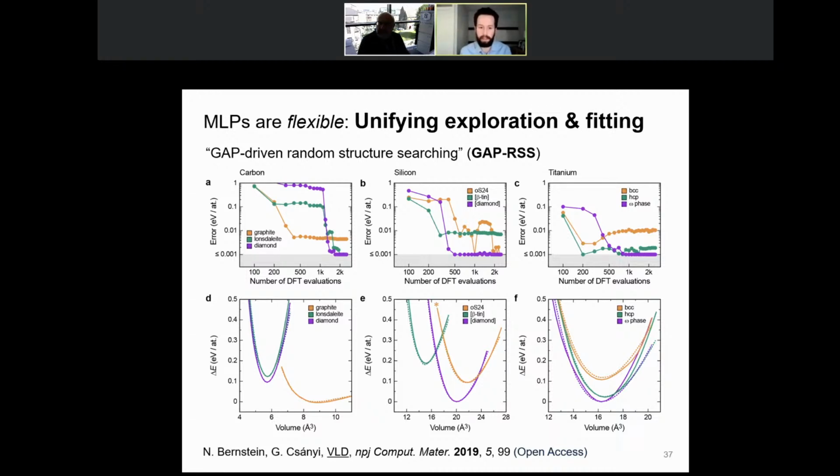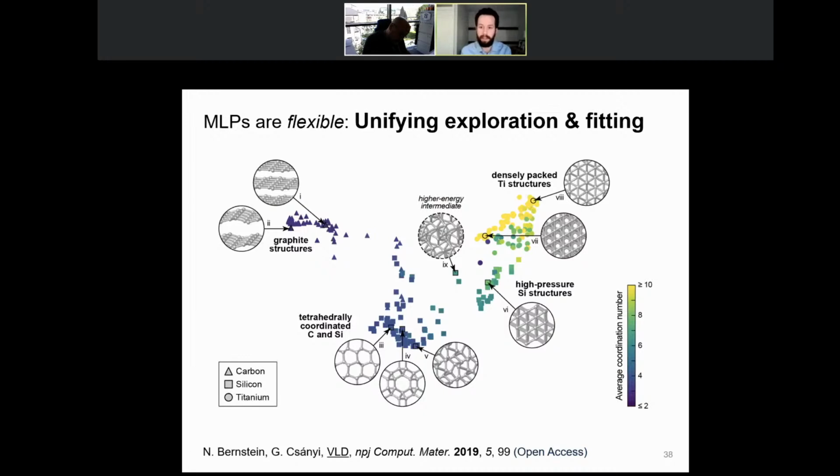Now you're going to say, okay, I know what graphite looks like, I know what diamond looks like, but what we really want is to cover the configuration space broadly, right? We want to include configurations which are maybe not initially thought of, but we need them to get a proper description of the potential energy surface. Now, this is a distance map based on SOAP similarity, where basically the distance between the points tells you how similar these environments are. And I've put carbon, silicon, and titanium in the same plot.